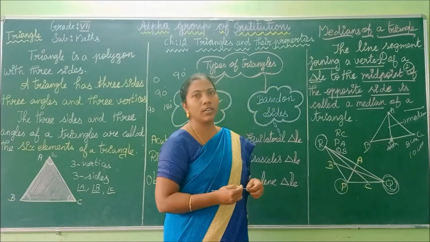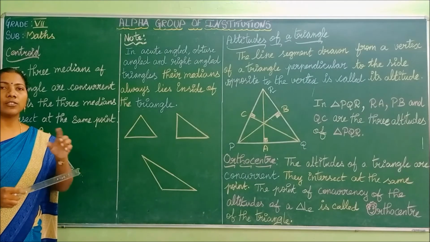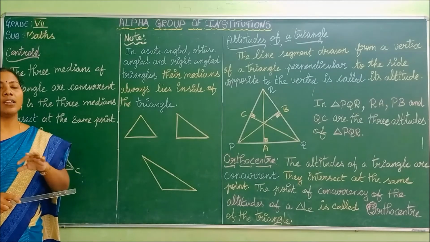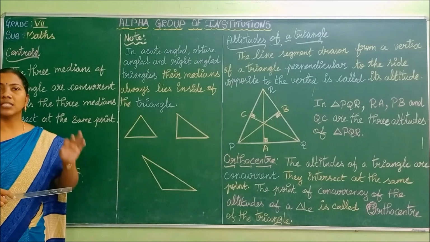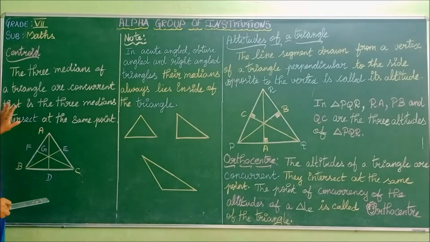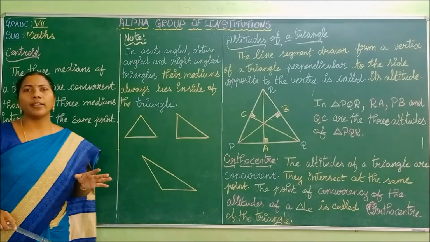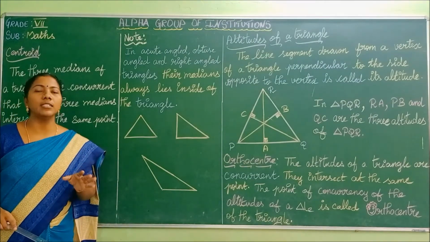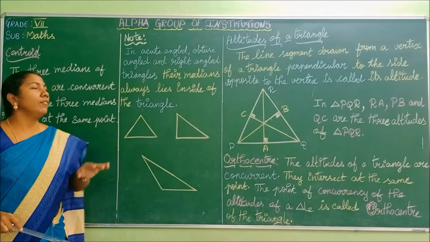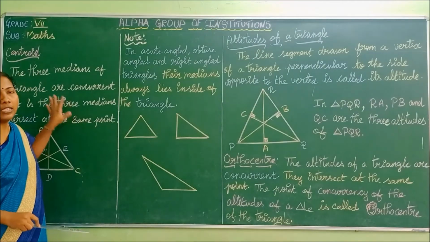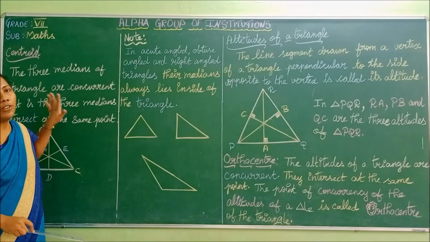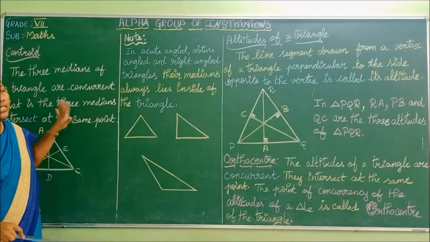Do you understand, children? Thus we have seen the medians of a triangle. A triangle has how many medians? 3 medians. See here, children. Next we are going to explain centroid. What is meant by centroid? Now only we can define it, since we have defined the medians. Based on the concept of median only we are going to define centroid. This is also a very important concept. Definitely you will have this in your 10th standard. So listen carefully.